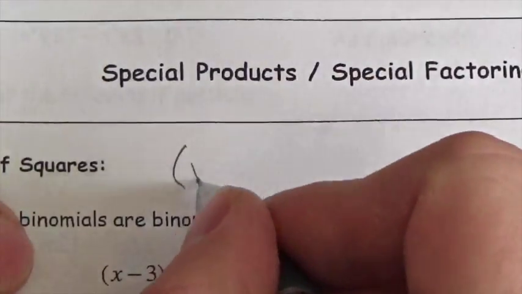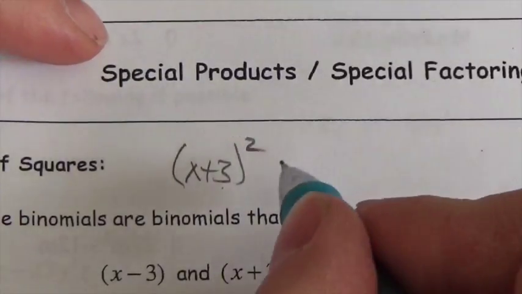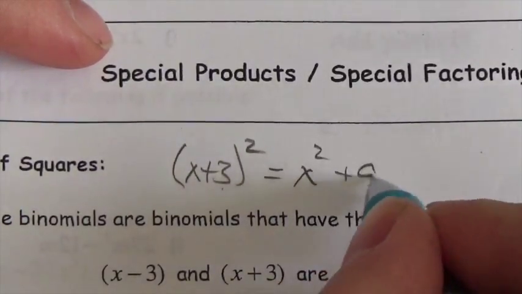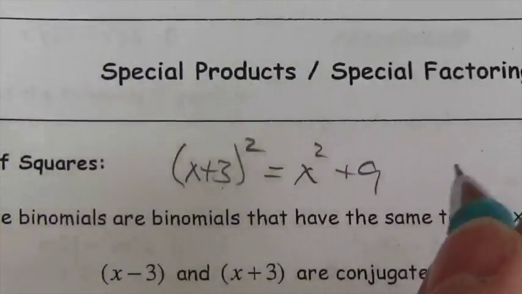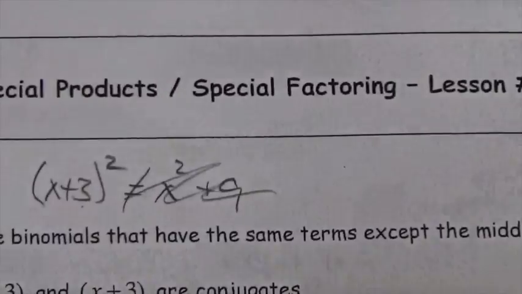If I gave you, for example, x plus 3 and told you to square it, one of the mistakes that people make right away is they say, that's just x squared plus 9. You just square both terms. And that's not true. That is not the way that works.